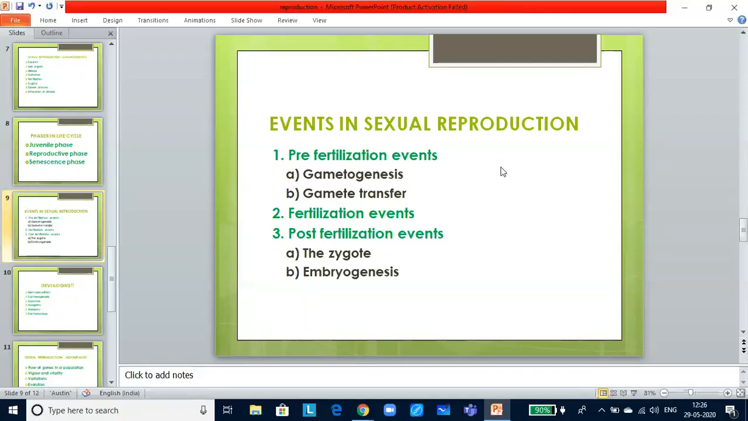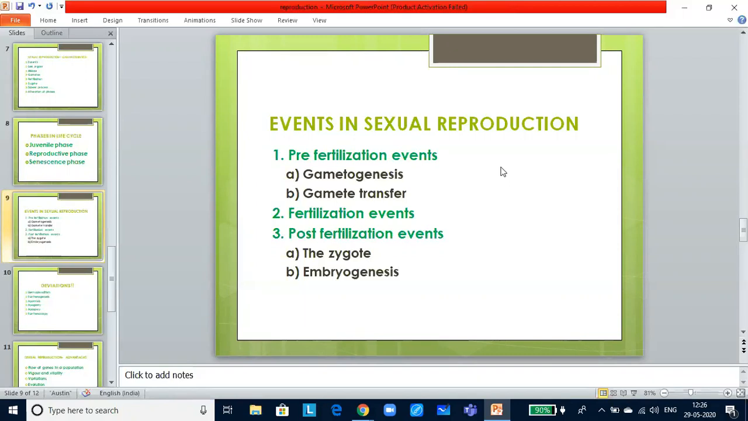Monoecious refers to those flowering plants in which male and female reproductive organs are found on the same plant, as in maize, hibiscus, etc. Dioecious refers to those flowering plants in which male and female flowers are found on different plants. Example, cucurbits and coconuts. Now, this is about gametogenesis.